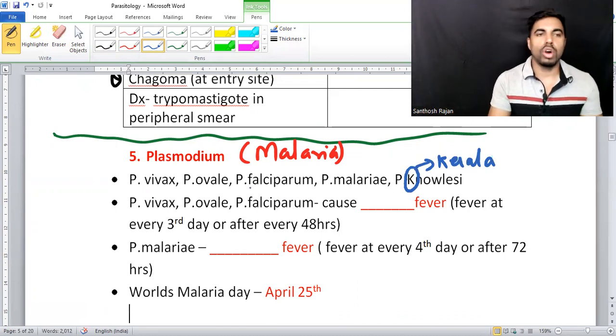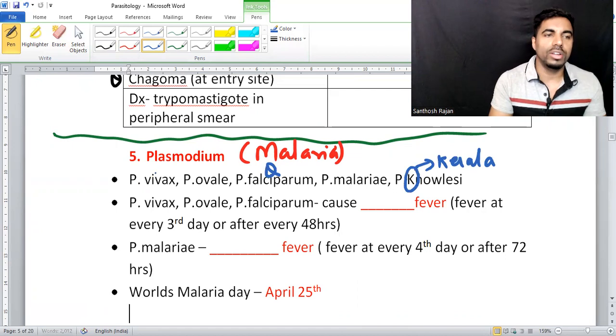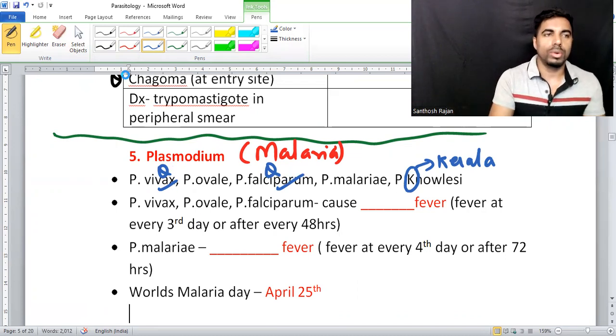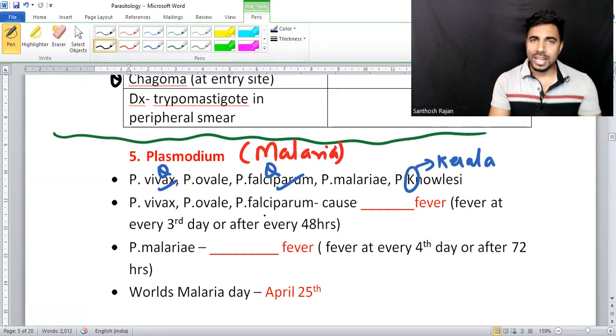Of course, the most common ones in India are falciparum and vivax. Both are equally important, they are balanced. Most common are these two. You know that one. Next, what fever do they cause? Malaria will be there, but what fever? Vivax, ovale, and falciparum, what fever do they cause?